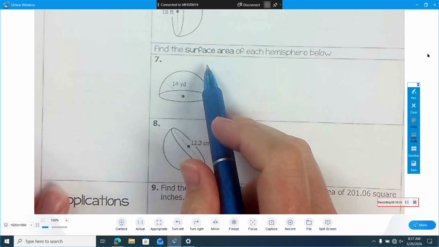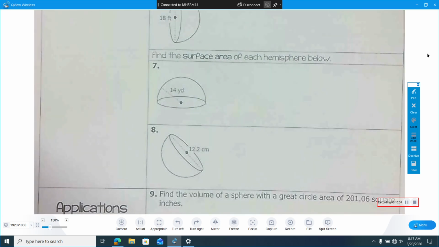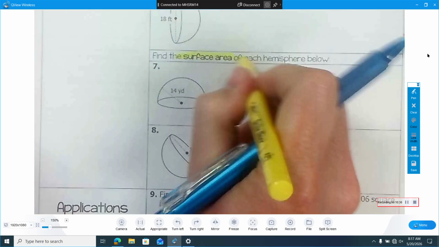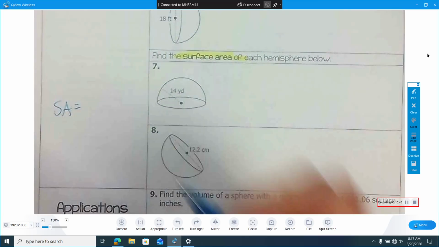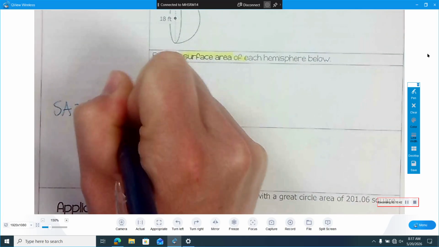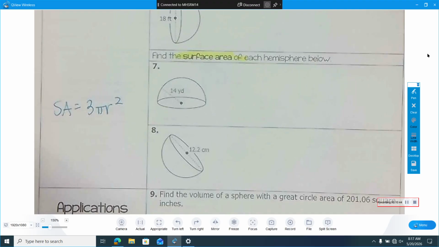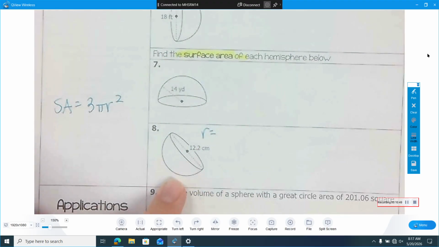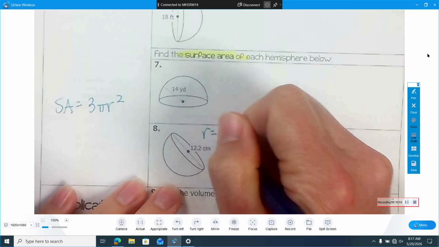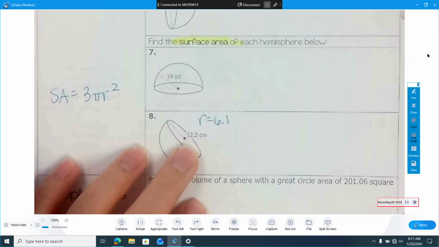All right, find the surface area of each hemisphere. Find the surface area. What was the surface area for a hemisphere? 3 pi r squared. Very good. 3 pi r squared. Let's look at number 8. What is the radius for number 8? 6.1. Very good. 12.2 divided by 2, 6.1.